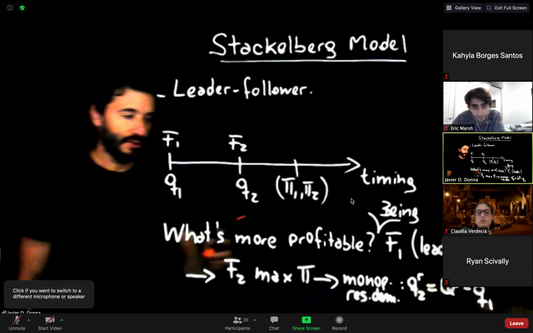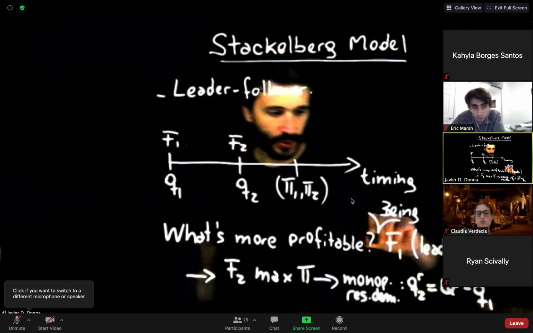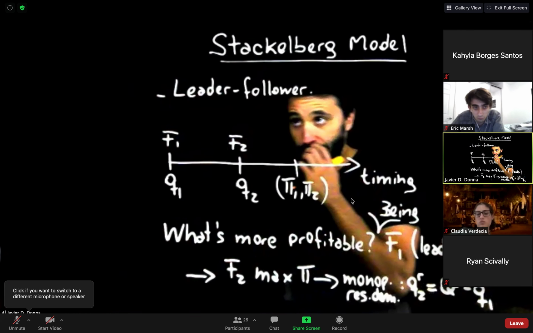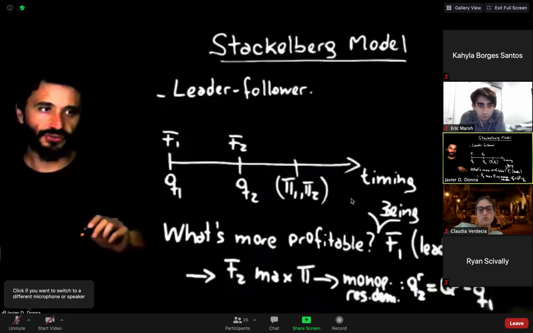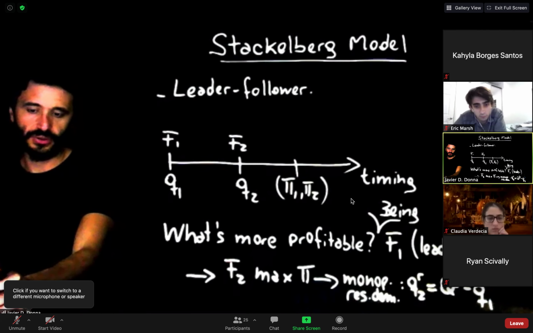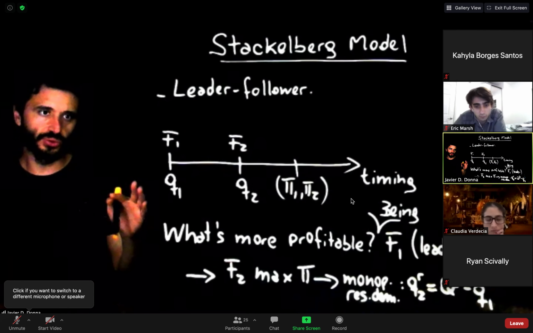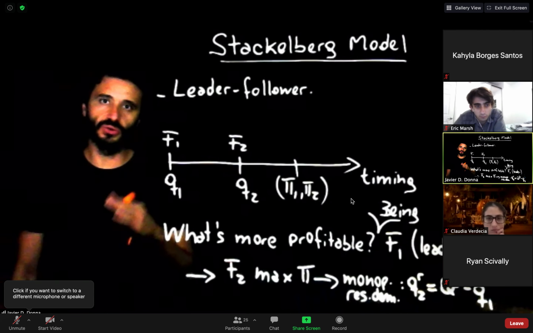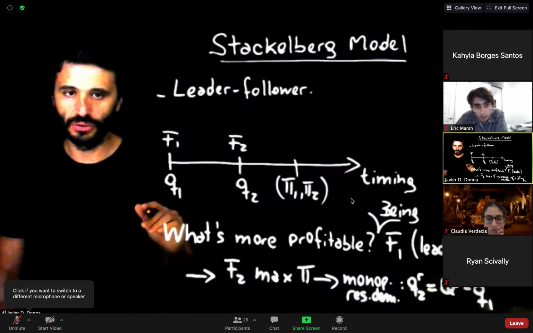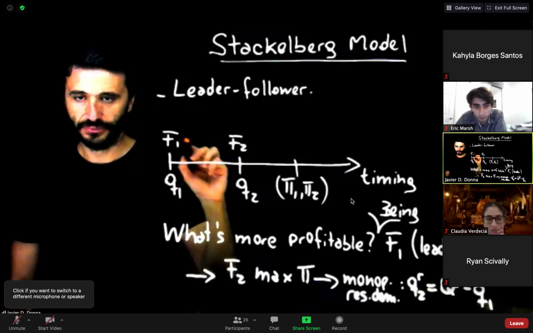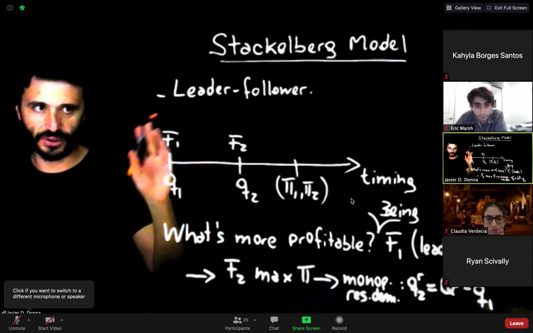So that's one of the features that we are going to obtain from this model, that it's more profitable to be the leader than the follower. Okay. Another feature that is not as obvious as this one, in order to see the following feature, you need to solve the model, which I'm not going to do here. Happy to discuss it in office hours.